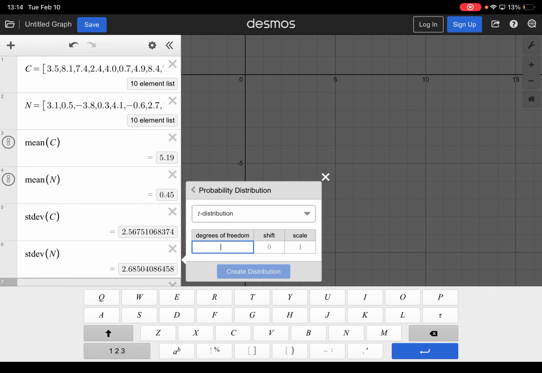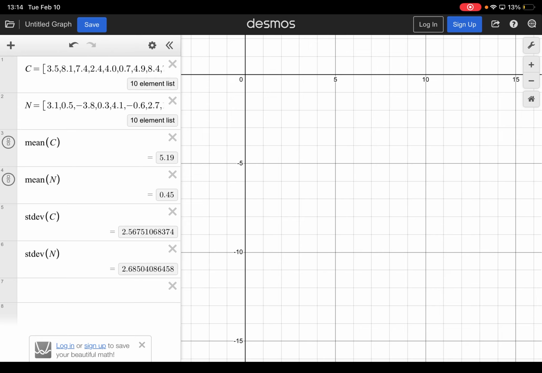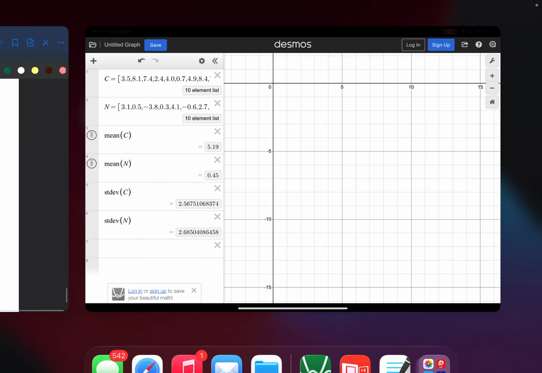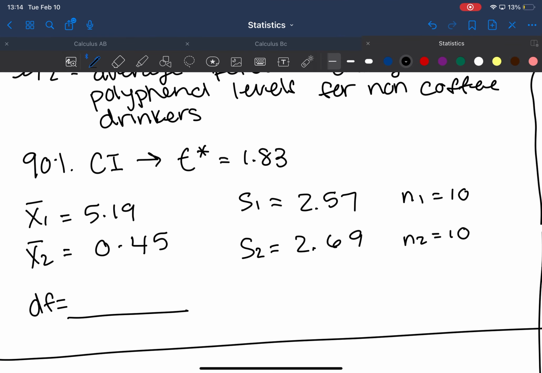And, oh, okay, that's where I got it. You would need the degrees of freedom. So I'll show you that once we find degrees of freedom. Yes, I forgot about that, but we will get to that part when we do the calculation.